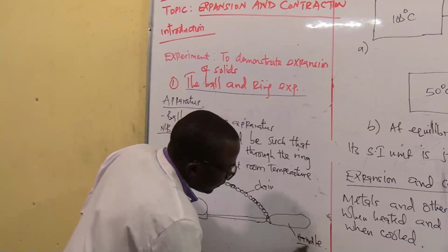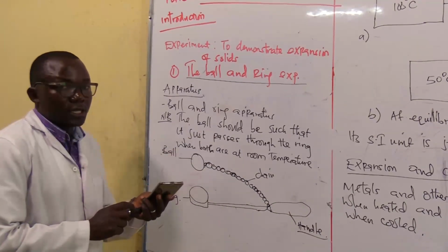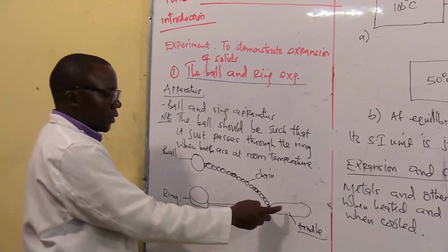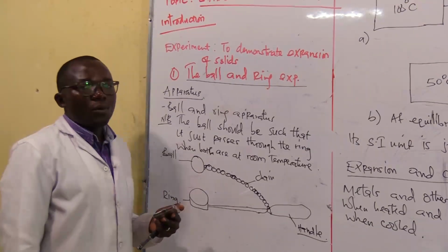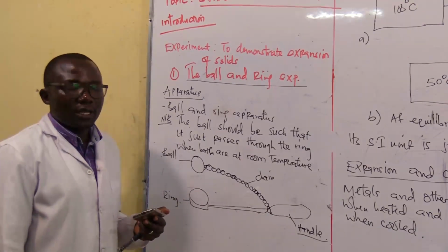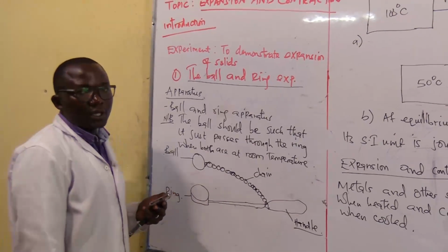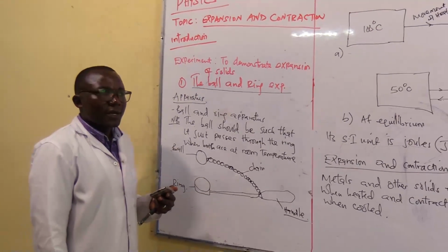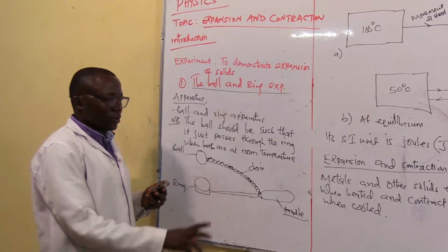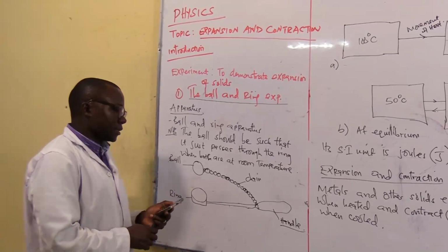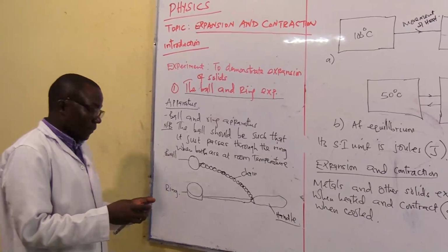Given that we are dealing with heat, you must make sure that your handle is a poor conductor of heat. Like for this case, you can use plastic or wooden material. Essentially, you use poor conductors of heat. So that is what we have in there.